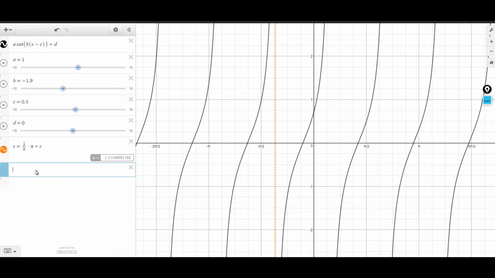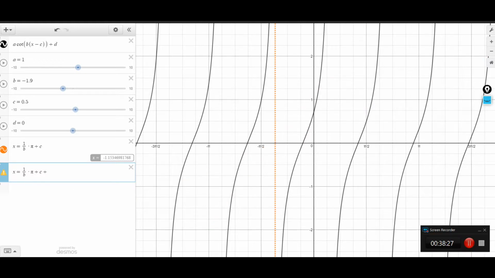x equals 1 over b times pi plus c, but we're going to multiply this by, no, you know what, that's not right. We're going to add k pi again. Where's the slider for k? It should give me a slider for it, and it's not. Give me a second. Let me try and figure out what the formatting is for this website.